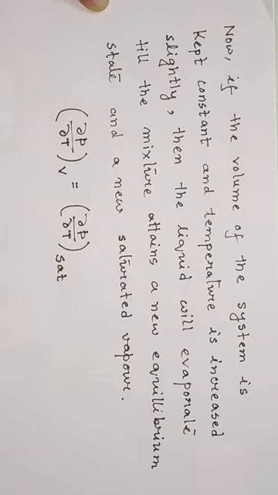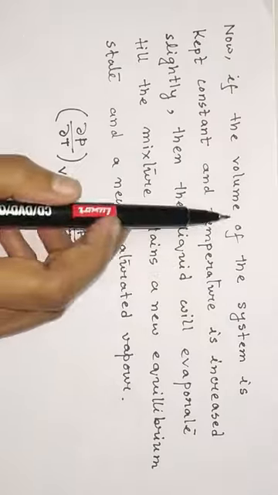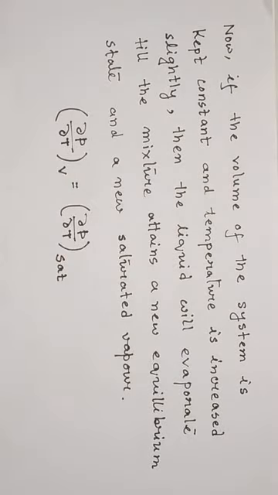Earlier what we did, we increased the volume but kept the temperature constant. As a result, the liquid evaporated but the vapor pressure remained constant, because the vapor pressure is a function of temperature only. It does not depend on the amount of liquid or vapor or even the volume of the system. But now what we are doing, we are keeping the volume constant and we are increasing the temperature.